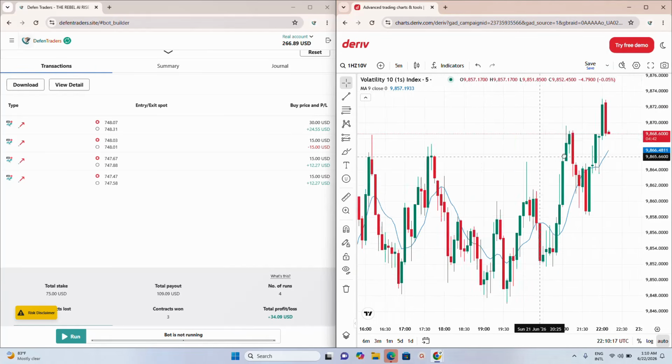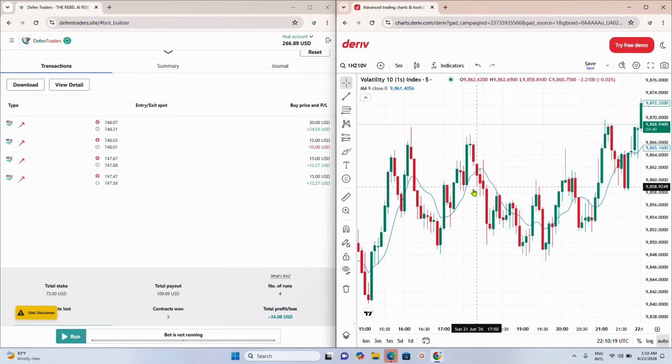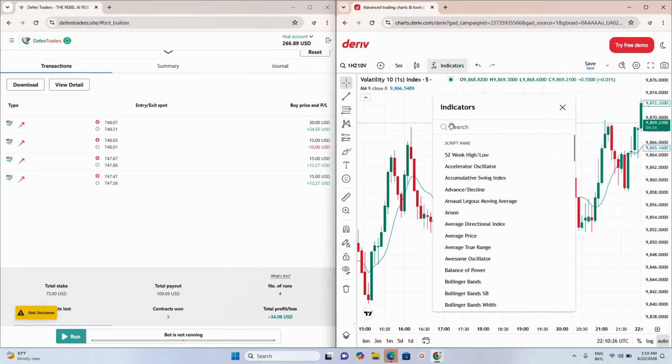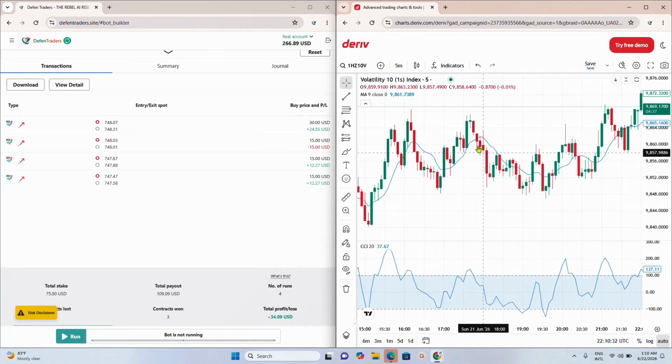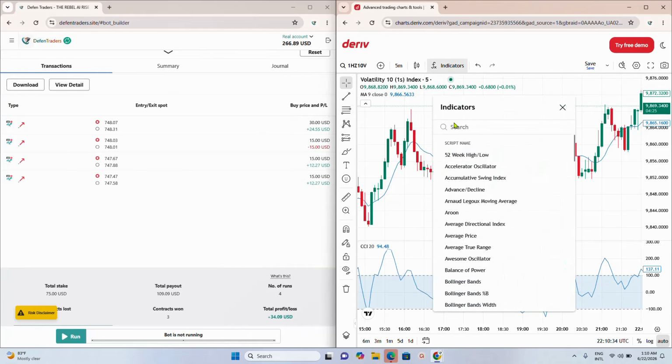So the blue line you're seeing cutting across the candles, either coming above or below the candles, is what we call the moving average. Then you come again and search, let's say, the CCI, commodity channel index. You click it once, don't click twice. Come again and search now your third indicator, that is what we call the MACD.